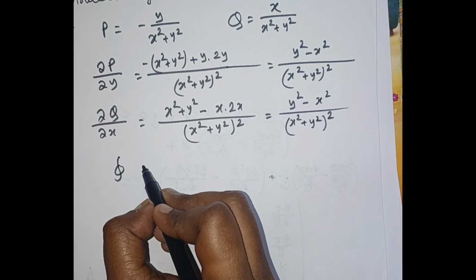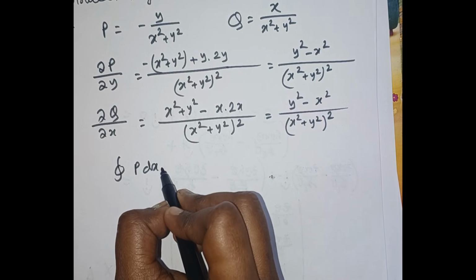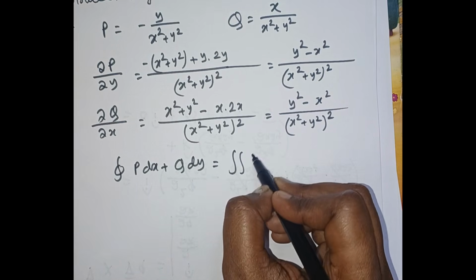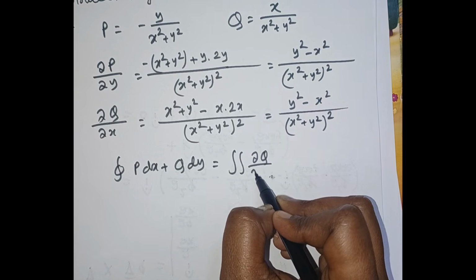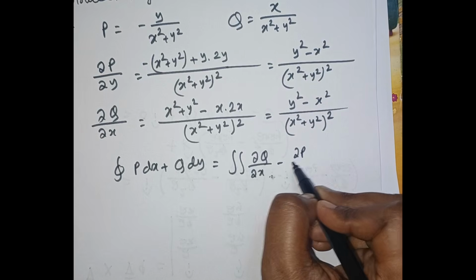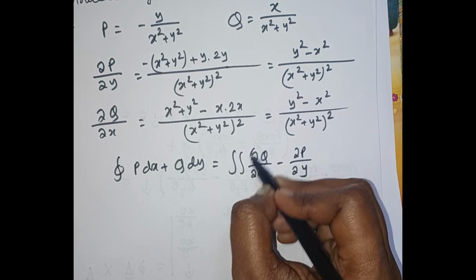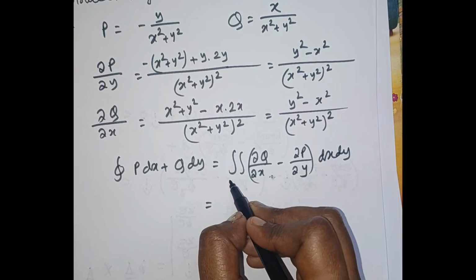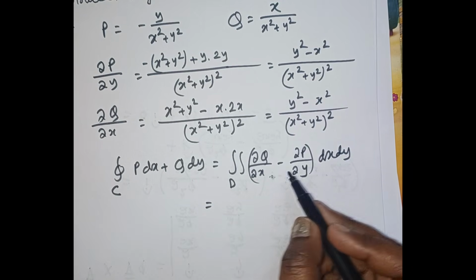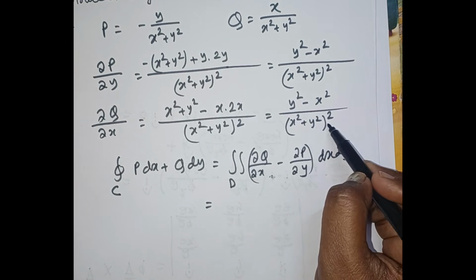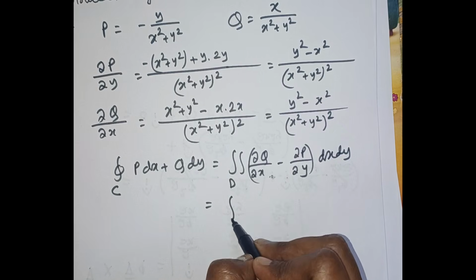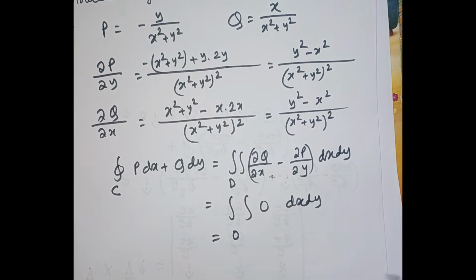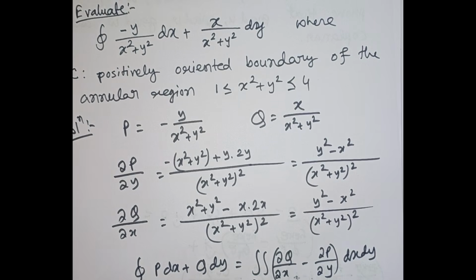So, by Green's theorem, line integration P dx plus Q dy is equal to double integration of del Q del x minus del P del y dx dy, where the double integration is over the region D and the line integration is over C. Now you can see that del Q del x and del P del y are the same. So if we subtract, this will be 0. So the final answer is 0.